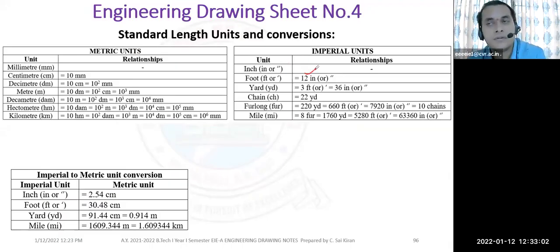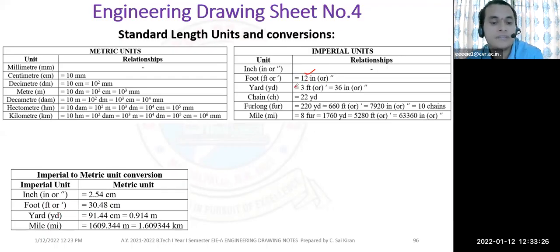Feet is the plural. If it is more than one, then you call it feet. If it is only a single one, we call it foot. 1 foot equals 12 inches. If I want to convert a foot, 1 foot equals 12 inches, so 12 into 2.54, if I multiply, I'll get this value. You can use a calculator and calculate it. If you forget anything, you can use a calculator.